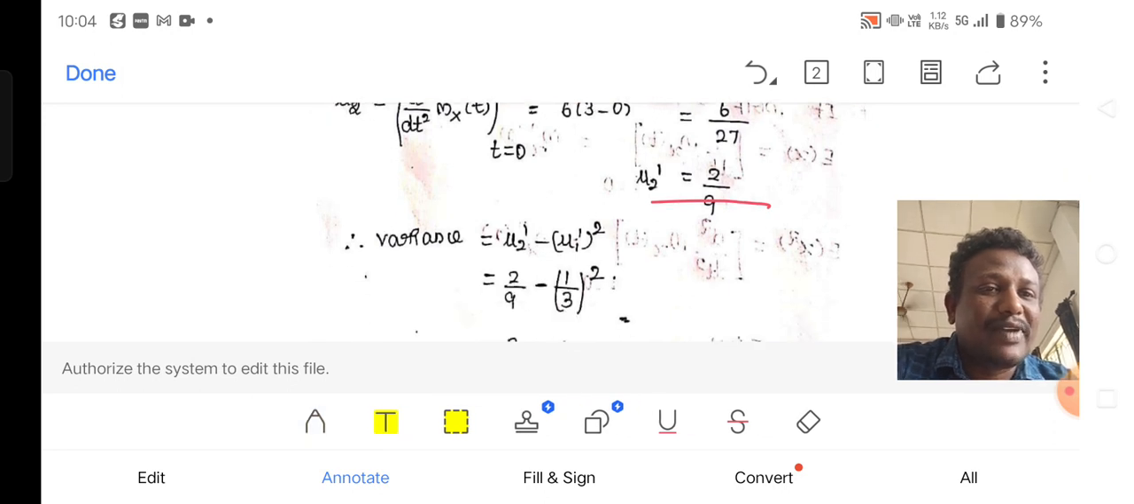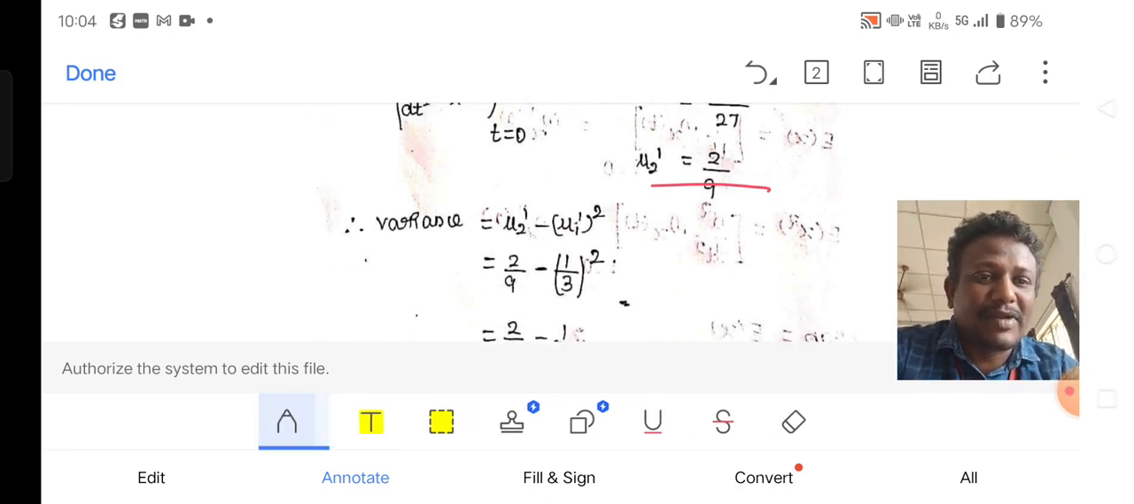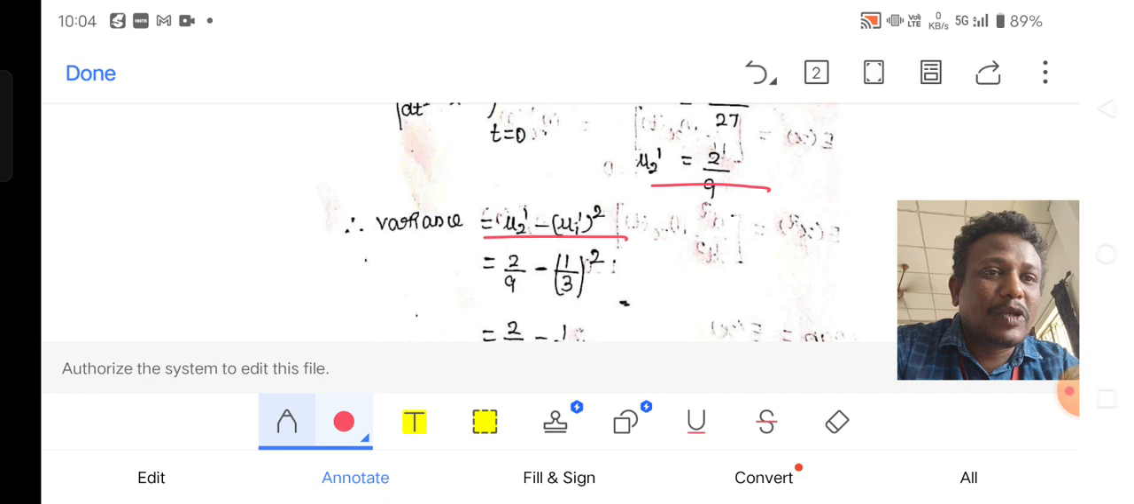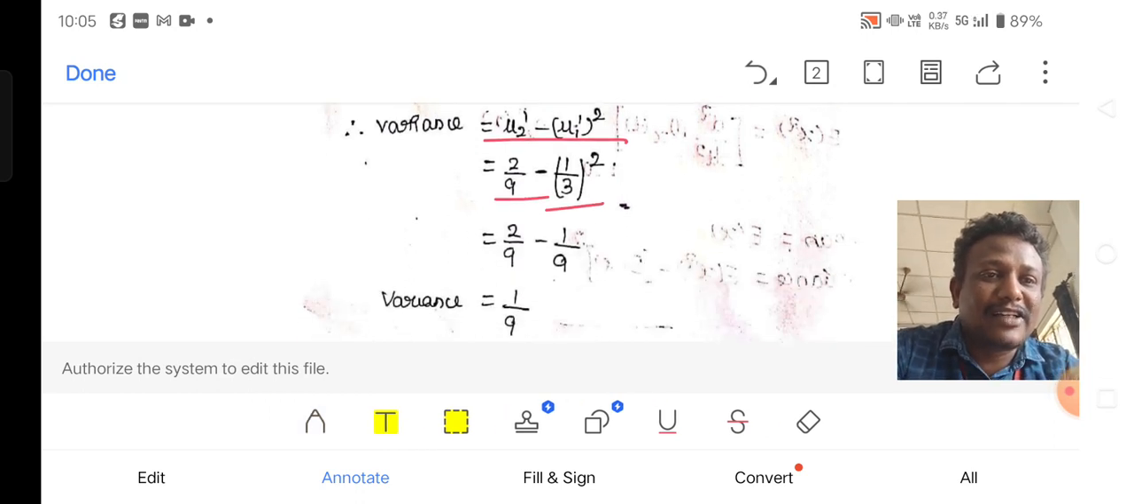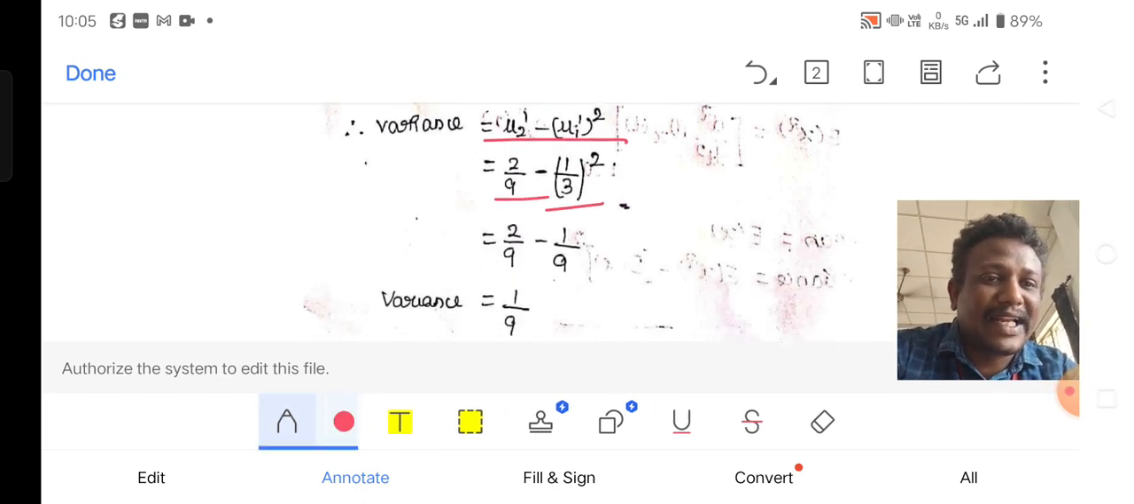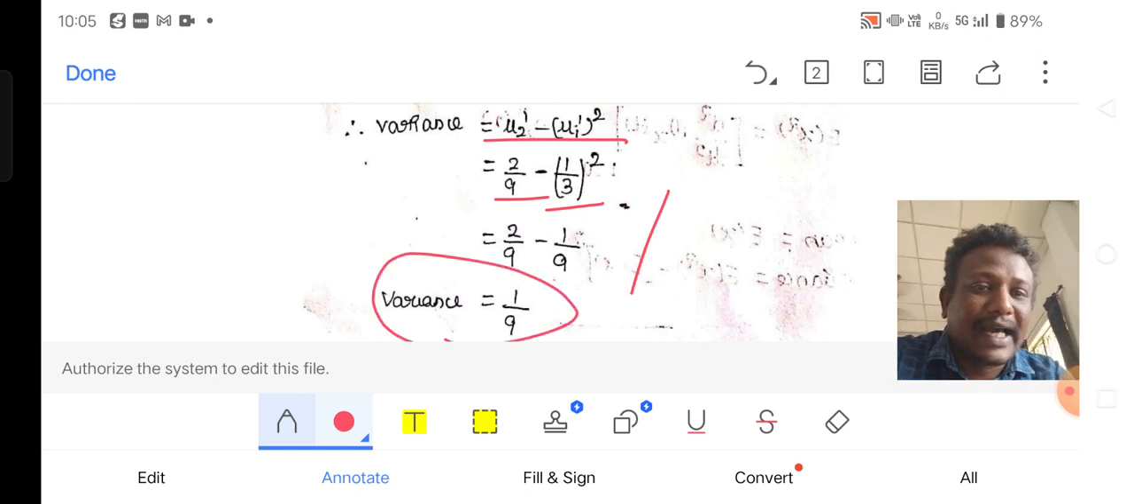Okay, now find the variance. This is the formula to calculate variance: mu 2 dash minus mu 1 dash the whole square. Mu 2 is the second derivative, which is 2 by 9. Mu 1 is the first derivative, which is 1 by 3, the whole square. So what is the answer? 2 by 9 minus 1 by 9. The final answer is 1 by 9.